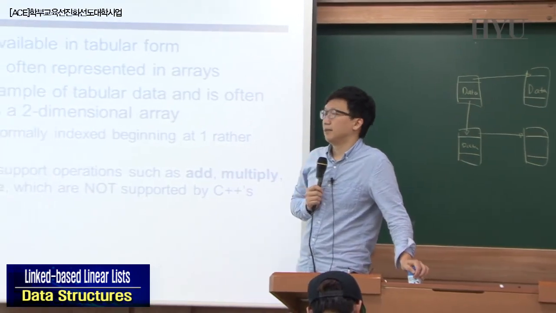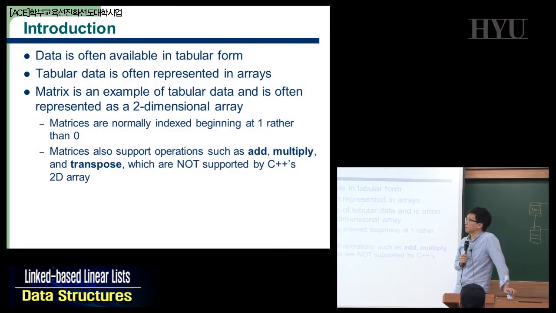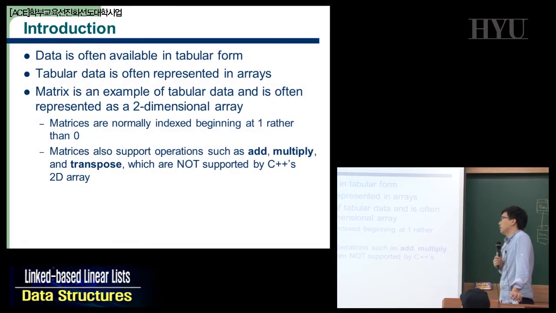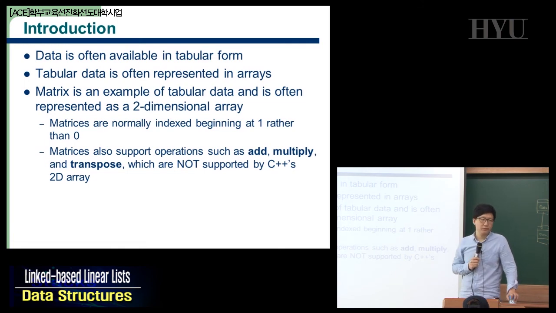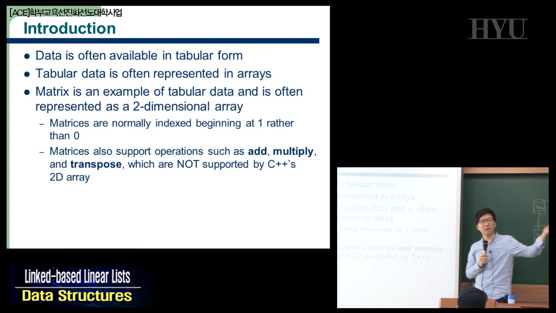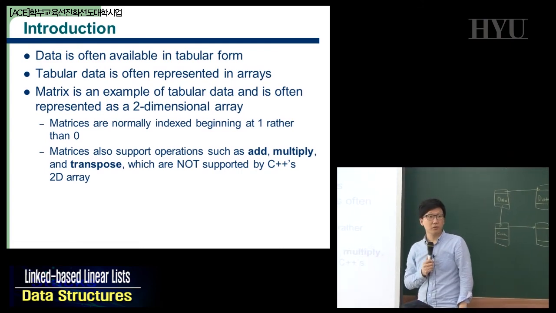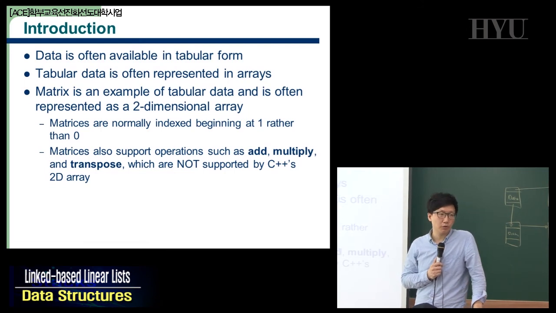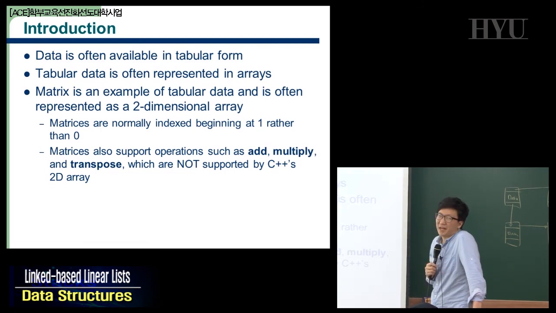Two-dimensional arrays. Well, X and Y. Matrices are normally indexed beginning at 1 rather than 0. So when you're actually doing the implementations, just be careful that your actual index starts from 0. So you usually do a -1 just to be safe. Otherwise, you're shifting everything by 1, so you're referring to the wrong number in the wrong location. Those are minor details that you should look out for.